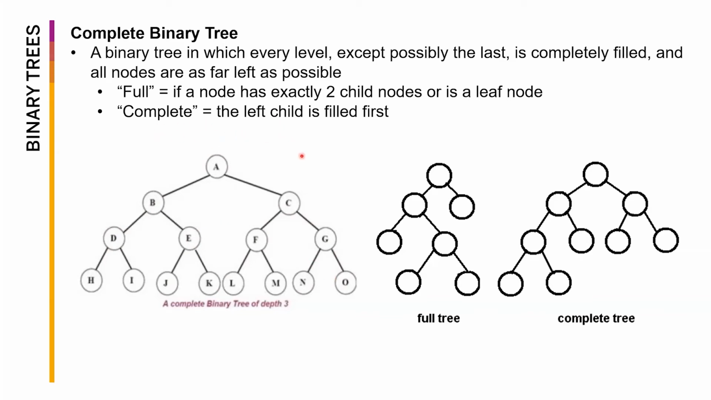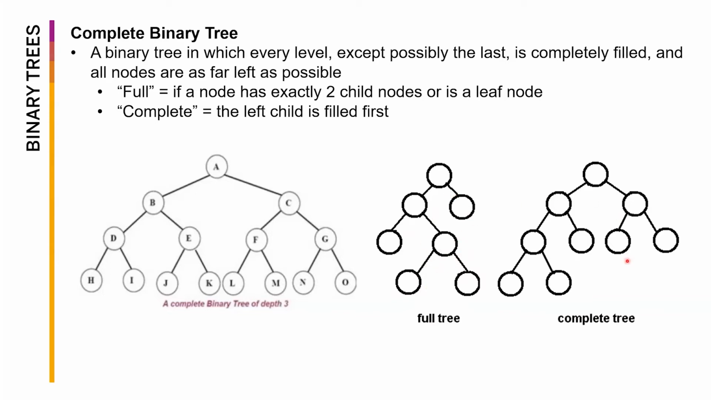So as long as the left child is filled first, then we can push all the nodes as far left as possible. So here, this was our picture of our full tree on the previous slide. Any node on the tree must have a degree 0 or 2, even though it's not the leftmost child. So that's okay. This is a full tree, but this is not a complete tree.